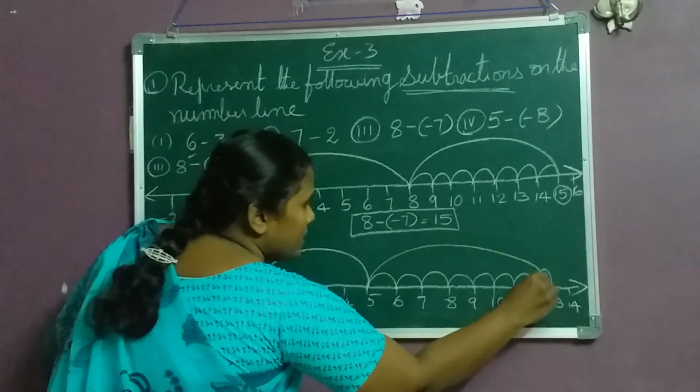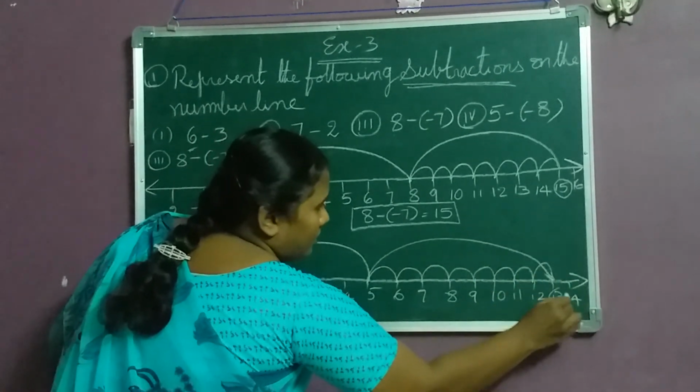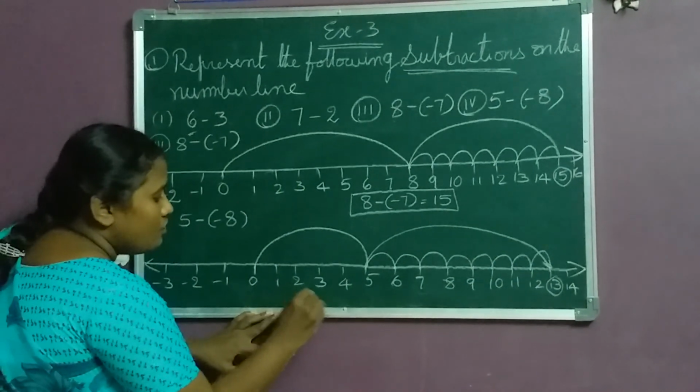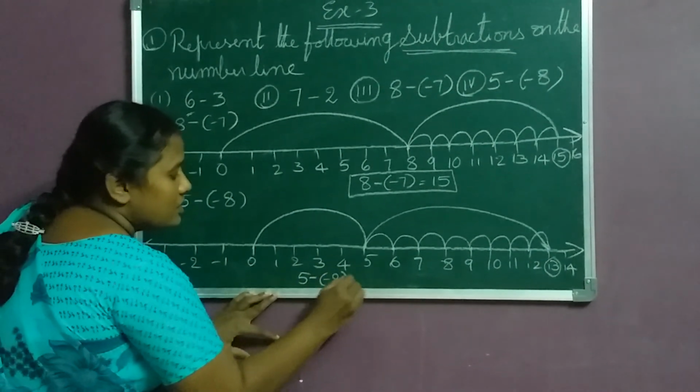Now, here totally answer is 13. 5 minus minus 8 is equal to 13.